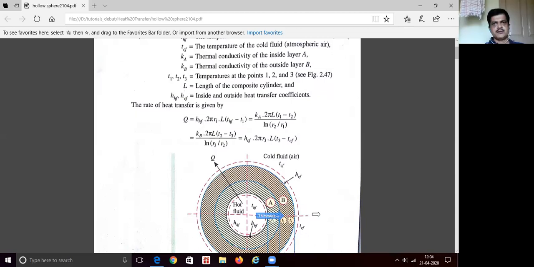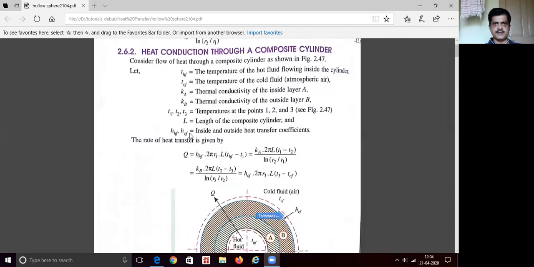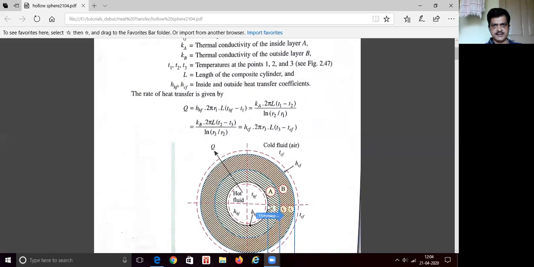All these details are given here: the inside temperature, the outside temperature, A, B. Remember, T1 is at the inner surface of A, T2 is in between A and B, and T3 is the outside surface temperature. TCF is the cold fluid, that is air, and THF is the hot fluid inside the pipe.